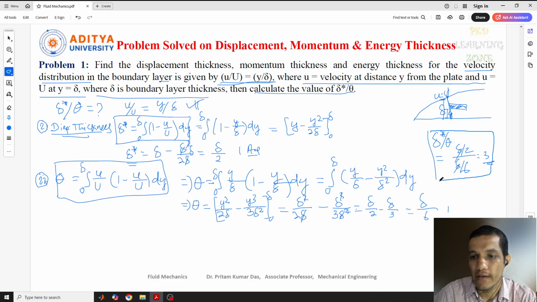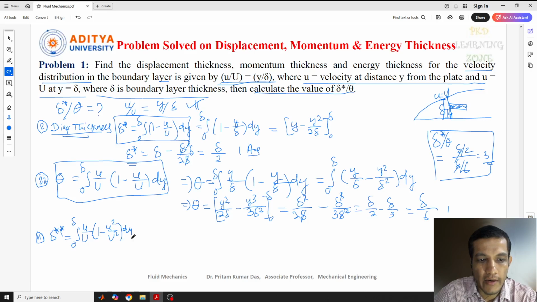This is one answer. Now one more answer we need to find out, that is energy thickness, because in the question it is given we need to find out three thicknesses. Similarly, the third one is energy thickness. Energy thickness is delta double star. So delta double star, we know the formula: integral 0 to delta of small u by capital U, bracket start 1 minus, I told you, u square by capital U square, bracket close.